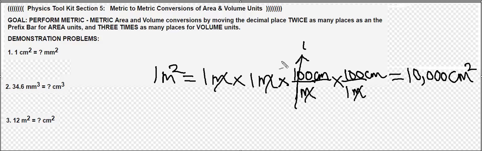For metric to metric volume conversions, the decimal place goes 3 times as many places as on the prefix bar, since volume is length times width times height, and 10 times 10 times 10 is 1,000, and that means moving the decimal place 3 places, 3 times as many places as on the metric prefix bar.